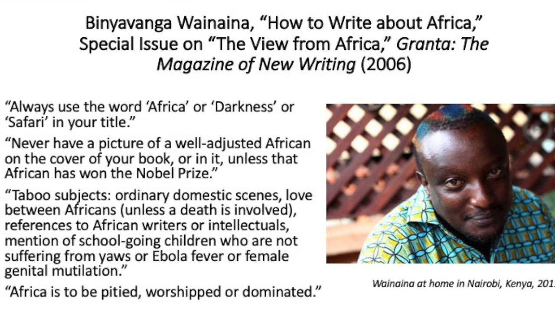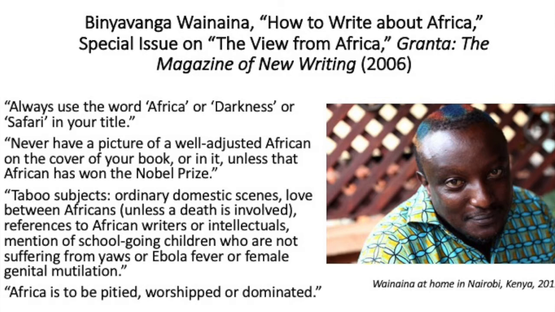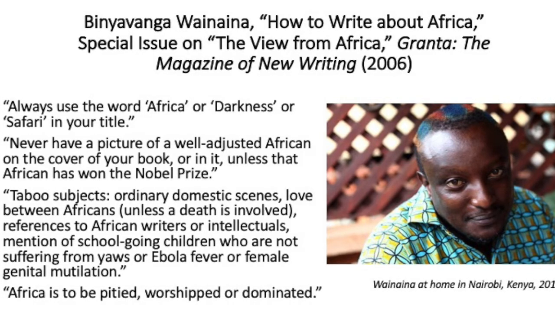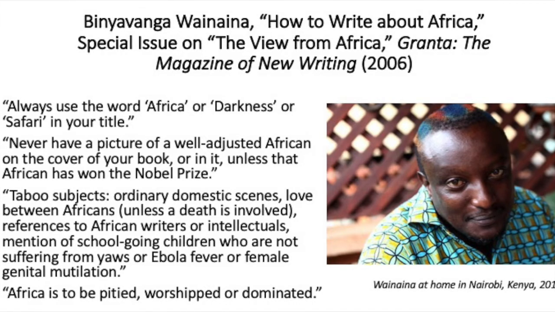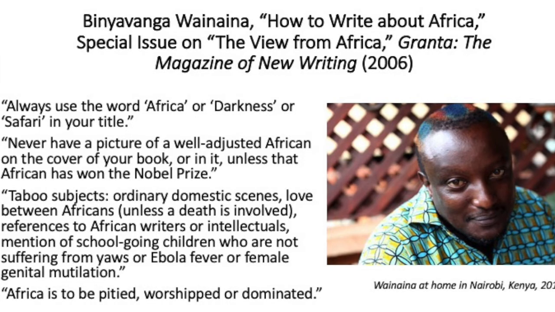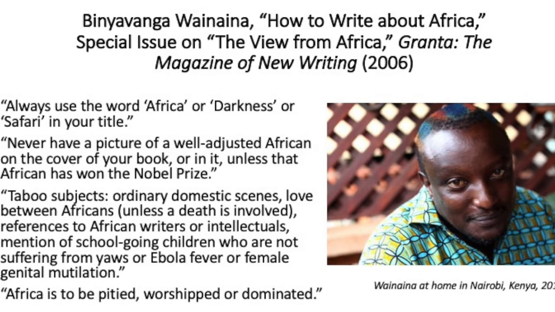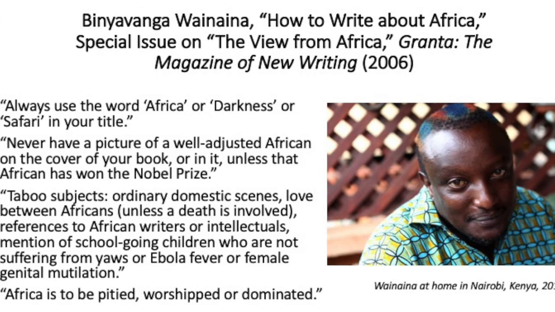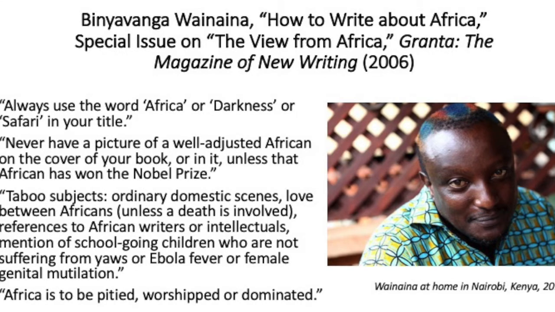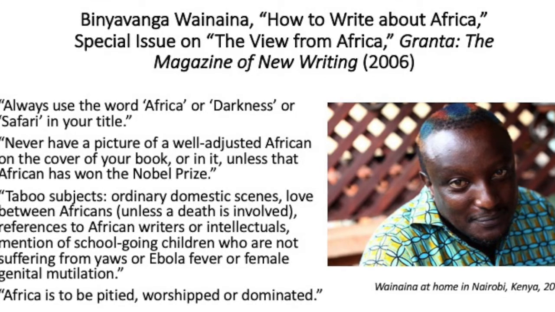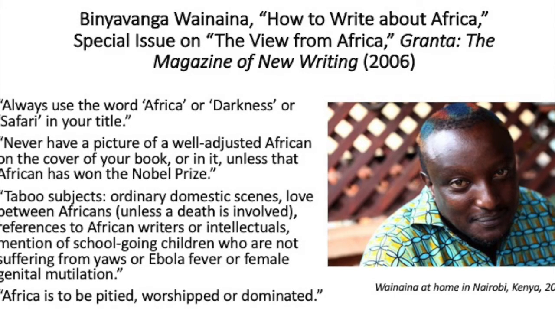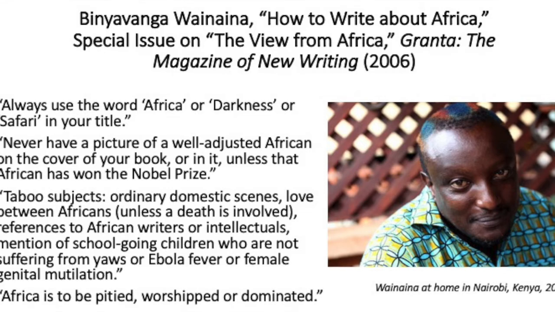Other memorable quotes from the first page of his essay include, "Never have a picture of a well-adjusted African on the cover of your book or in it, unless that African has won the Nobel Prize." The first page continues, "Taboo subjects: ordinary domestic scenes, love between Africans unless a death is involved, references to African writers or intellectuals, mention of school-going children who are not suffering from yaws or Ebola or female genital mutilation." The piece goes on to state, "Africa is to be pitied, worshipped, or dominated."